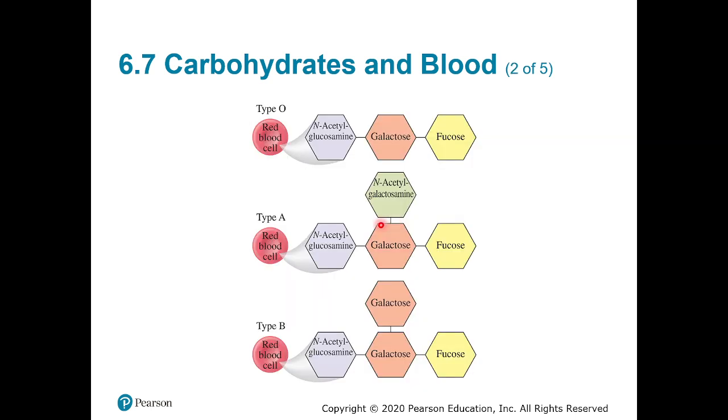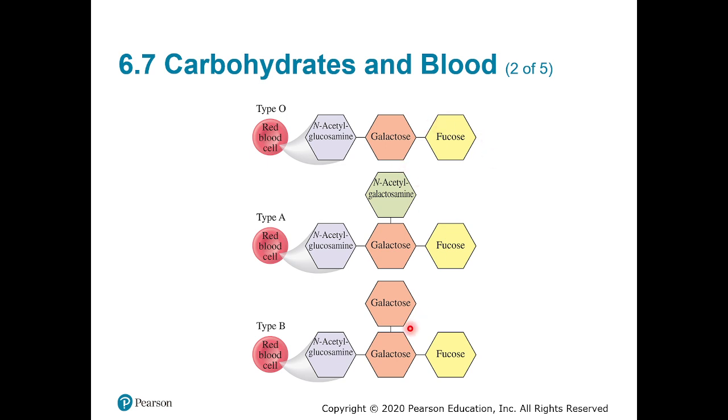Okay, and so this is actually type O blood. And what you see is you have N-acetyl glucosamine, then galactose, and then fucose. And so that is type O right there. And so your immune system will attach, read that code, and go, hey, okay, type O. We're good.